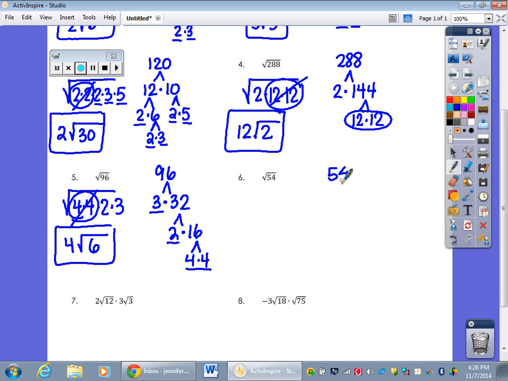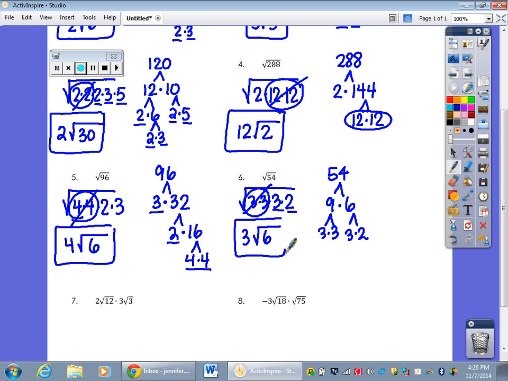54, I'm going to use 9 times 6. 9 is 3 times 3, and 6 is 3 times 2. So we have 3 times 3 times 3 times 2. Here's one couple, it comes out. The 2 singles stay in, so 3 radical 6.